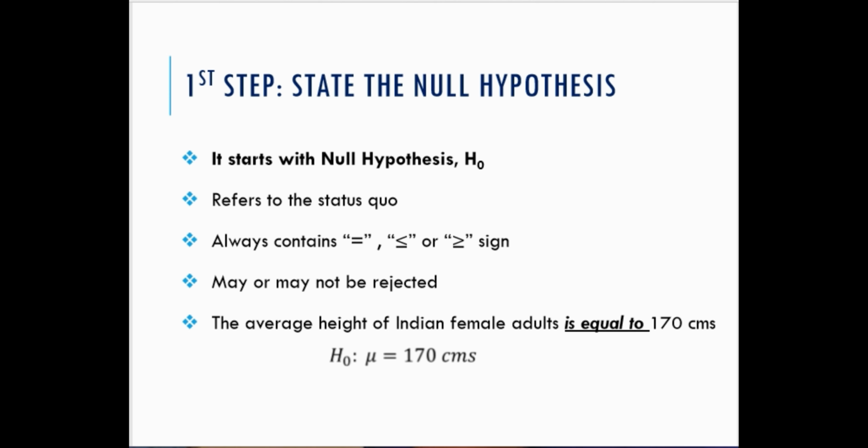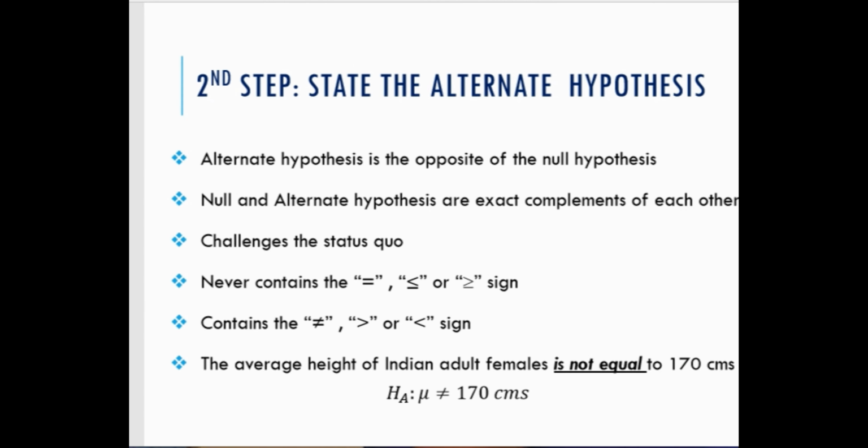It refers to the status quo. So when we said that the adult height of Indian female adults is equal to 170 centimeters, mu is equal to 170 centimeters, that is your null hypothesis. Typically, the null hypothesis will always contain either an equal to sign, or less than or equal to, or greater than or equal to sign. So it will always contain equal to in some way or the other, and it typically refers to the status quo. So you may reject the null hypothesis or not reject the null hypothesis.